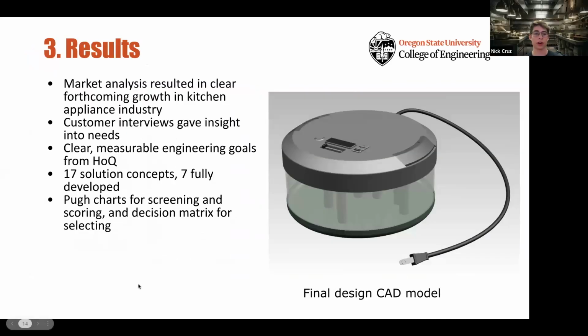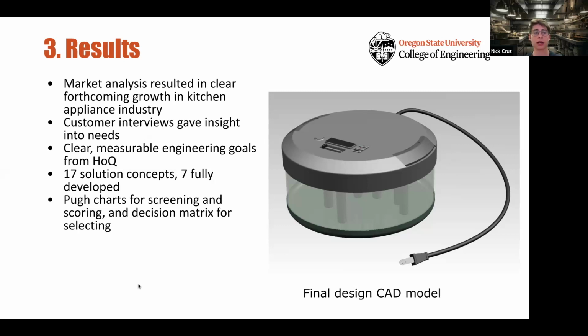So the results of our case study show that market analysis displayed a clear forthcoming growth in the kitchen appliance industry, meaning that our product would go into a market that is growing and would receive it well. Next, customer interviews give insight into the needs of those customers and ensure that we assigned proper values to the different specifications that would help meet those needs.